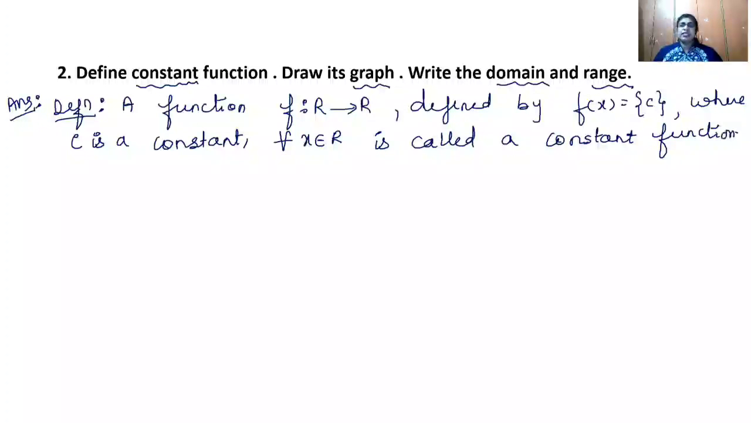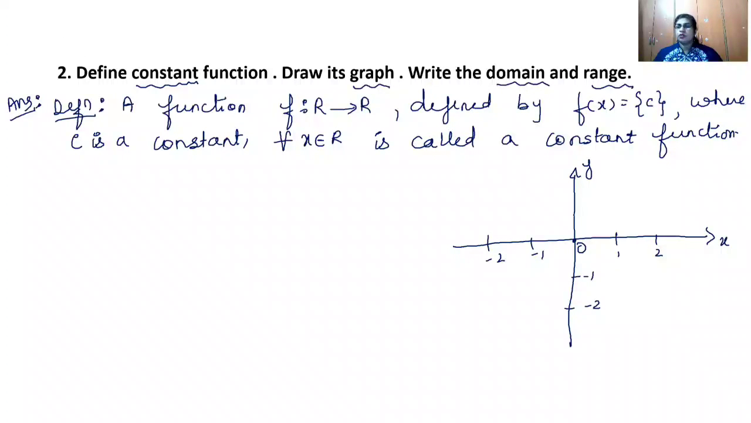Now, let us see how to draw its graph. Okay, so now here let us draw the x-axis and the y-axis. So here 0, 1, 2, -1, -2. Here you have -1, -2, 1 and a 2. Now suppose I take that f of x, that c value is equal to 2. Okay, c value is equal to 2. Now, so what will happen? Any value you give for x, your answer should be 2 only.